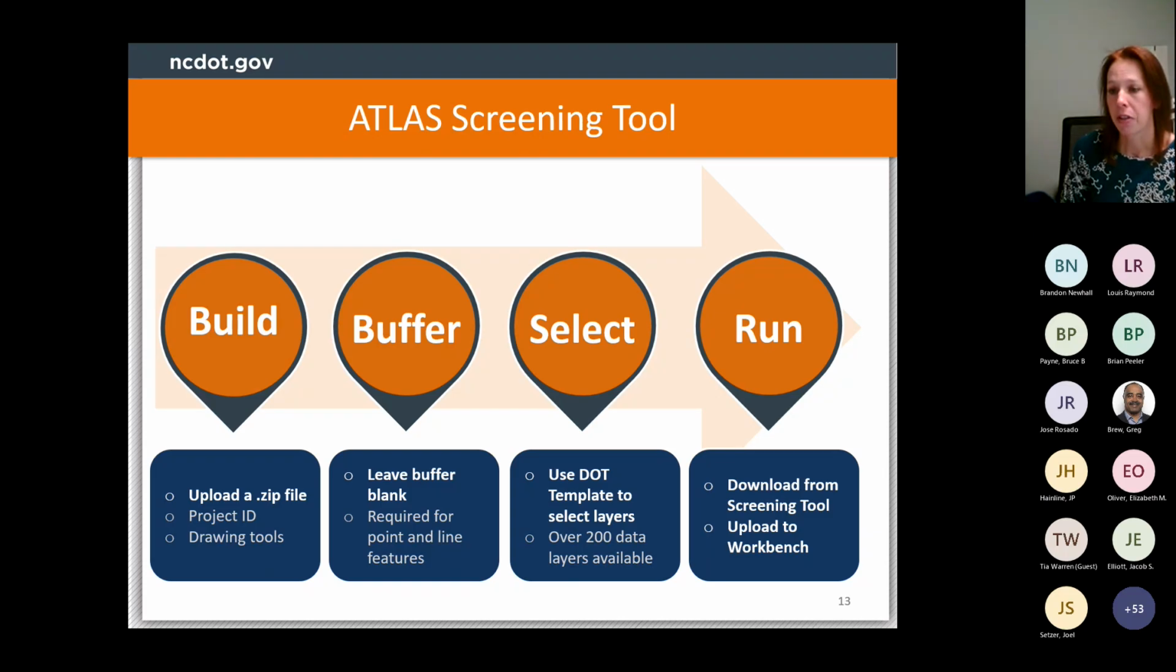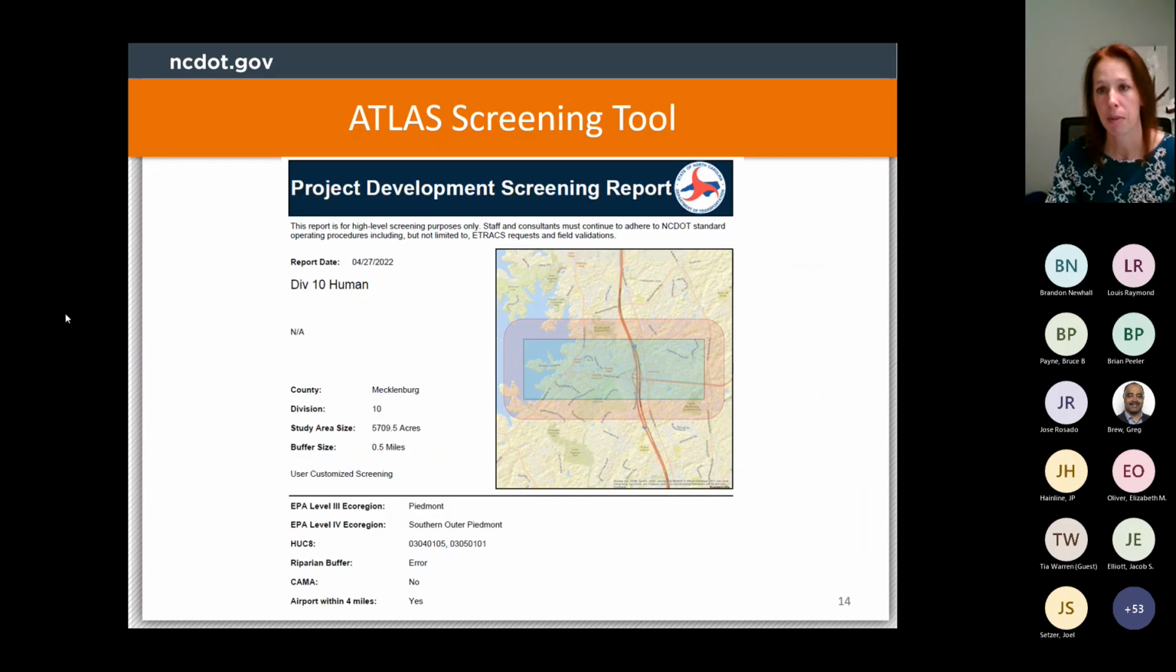Next, you'll select the layers that you want to use in your screening. And we'll go through the process for that. You can manually select them. We're also creating what we call templates, which is a pre-selected group of layers that is going to answer the questions that you are being asked to respond to. And then finally, you'll run the screening report, and then you can download that to your desktop and then re-upload that into the workbench. So we'll demo those, like I said, in just a minute.